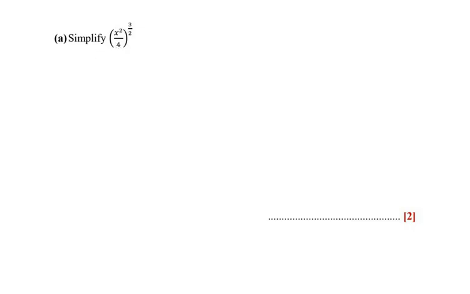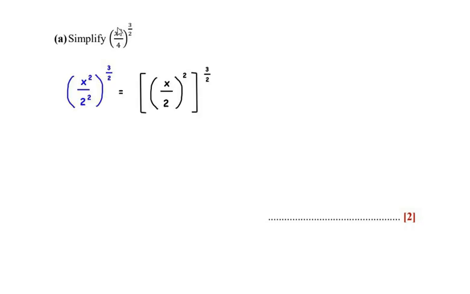Simplify x square over 4 raised to the power of 3 over 2. Now this term inside the bracket can be written as the numerator x square stays the same, but 4 can be written as 2 square raised to the power of 3 over 2. Now here, since the power of numerator and denominator is same, we can take it as a common power. So x over 2 raised to the power of 2, and this is done by using the power distribution law of indices and then raised to the power of 3 over 2.